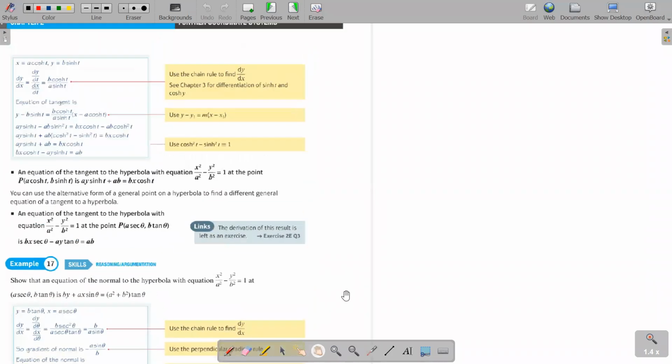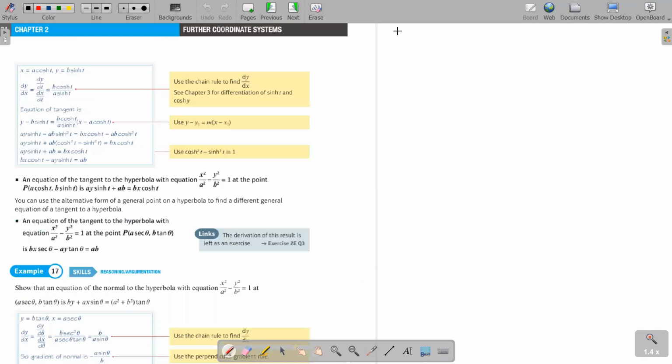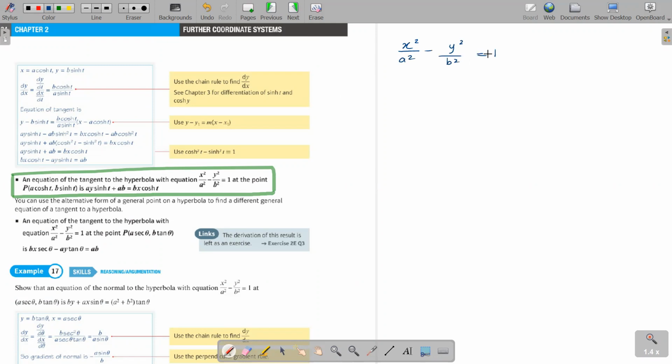Okay, let's start with the first proof. I'm going to start with this proof first. Let's try to get this equation. The equation of the hyperbola is x square over a square minus y square over b square equals 1. So you know what's the first thing we should do to get the equation of the tangent? We must first differentiate. Let's differentiate the equation.